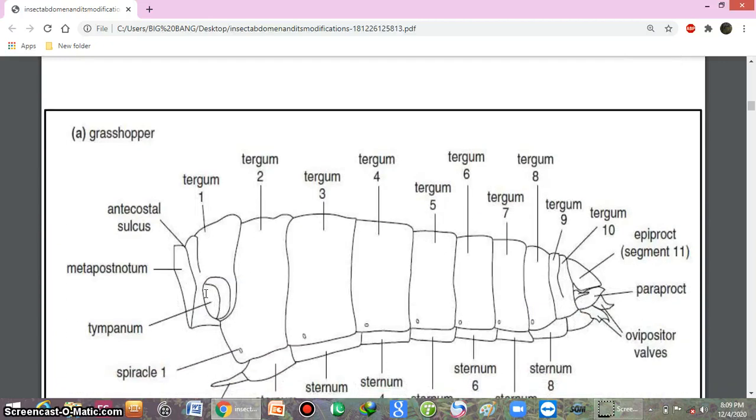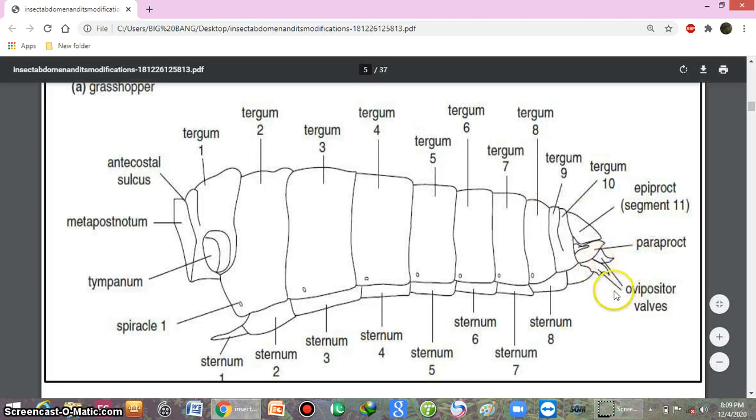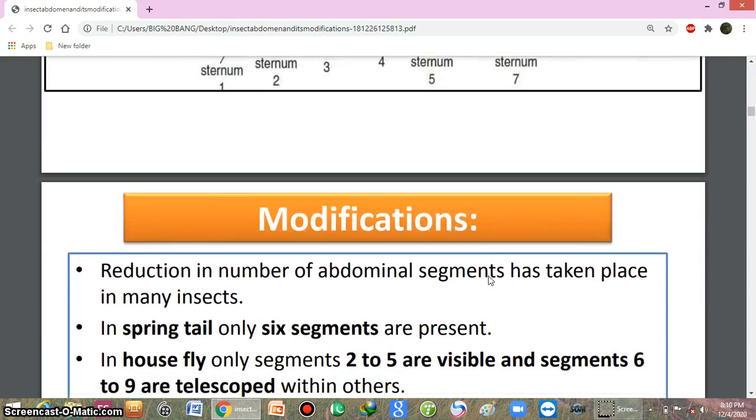Now, this is the diagram of the grasshopper. Here you can see this is the metapostnotum. This is the tympanum. This is tergum 1, tergum 2, tergum 3, tergum 4, 5, 6, 7, 8, 9, 10. And this is the epiproct segment, which is the 11th segment, paraproct segment, ovipositor valves. In the similar way, the ventral plate is known as the sternum. And spiracles are present on the lower side of abdomen in grasshopper.